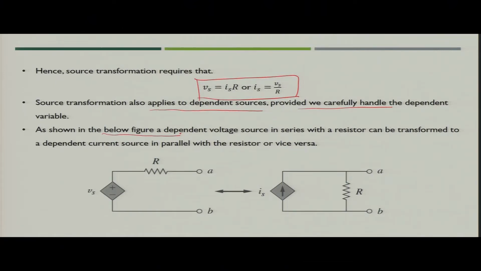Now, let us see the circuit below. As we saw in the previous case, in this case also you can establish the relationship that if a voltage source is in series with resistance R, it can be represented equivalently as a current source in parallel with resistance R. In this case, the voltage source would be a dependent voltage source, and similarly the current source would be a dependent current source, and the relationship between these two should be established in such a way that the dependency of these sources is intact.